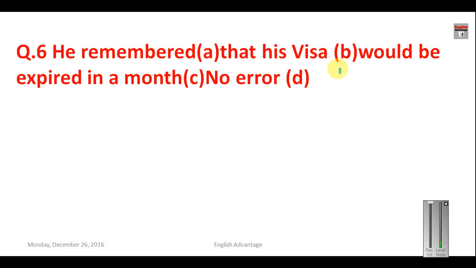So here you have to write this sentence in active voice. He remembered that his visa would expire. In place of would be expired, that is the passive voice, you have to say would expire. Only would expire, because you don't have to use here passive voice but the active voice. So here your answer will be C. In place of would be expired, you have to write would expire. Very tricky question, very good question.